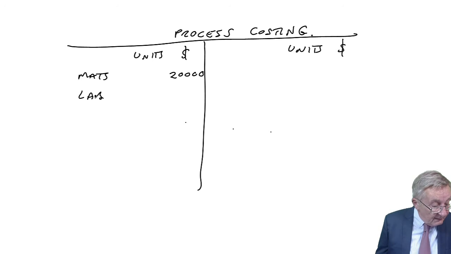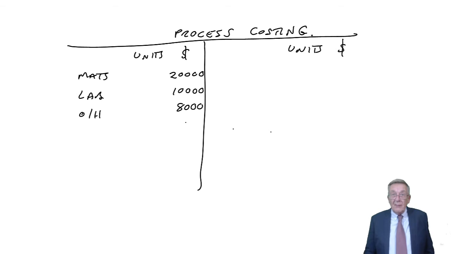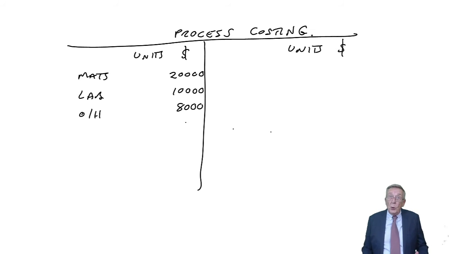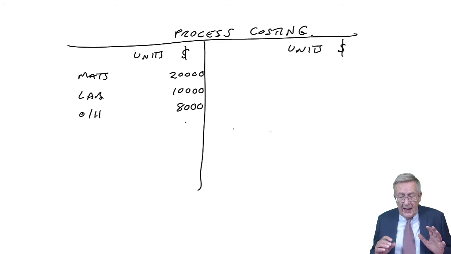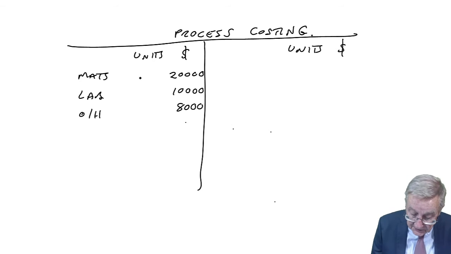Labour, 10,000. Overheads, 8,000. So there we are, that's how much we spent in total. Well, we want to keep track of the units. Always we attach the units to materials. We say as soon as we buy materials, we're starting work on the units. So how many? 2,000.